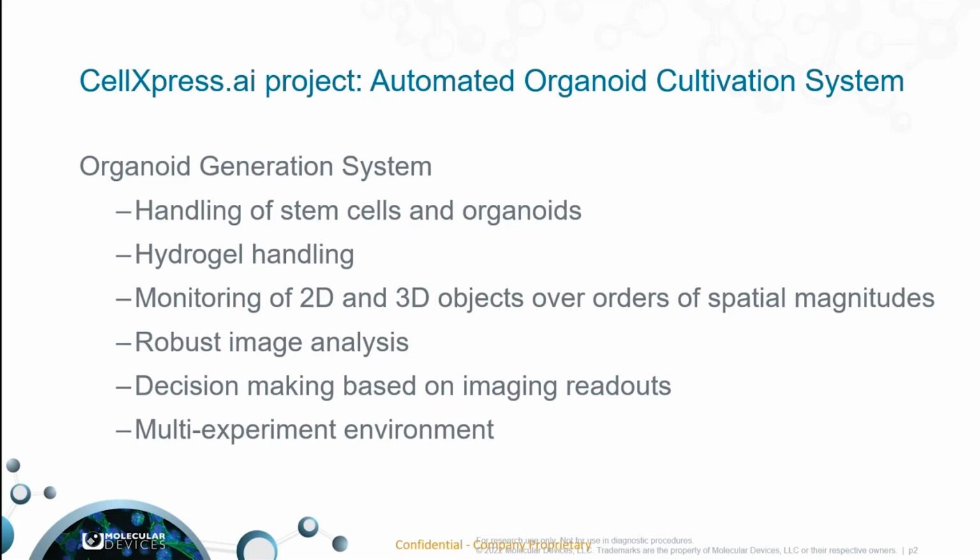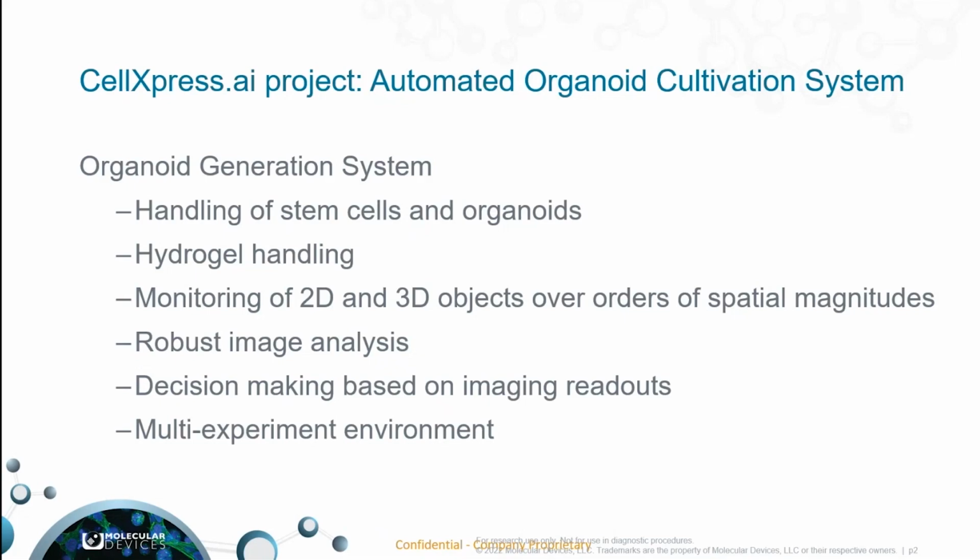It is able to handle hydrogels, including Matrigel. We have a built-in monitoring system, a wide-field imaging system that is able to monitor both 2D and 3D objects over orders of spatial magnitudes. For example, we can acquire images of single stem cells, and we can move up the scale to organoids, which are many millimeters in diameter. In order to analyze the data, we need to have a very robust image analysis pipeline, and the system is using both classical image analysis software and also machine learning-based image segmentation and analysis tools.